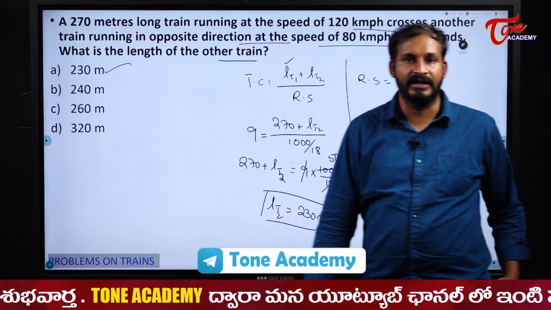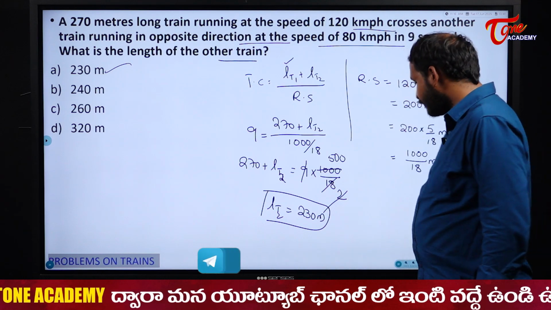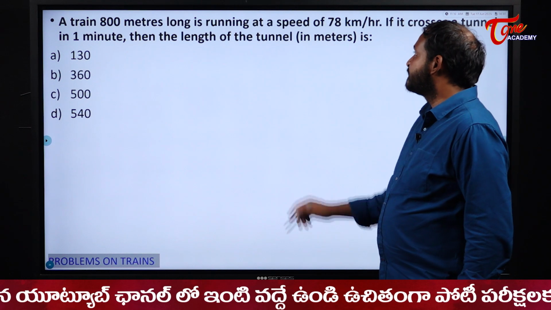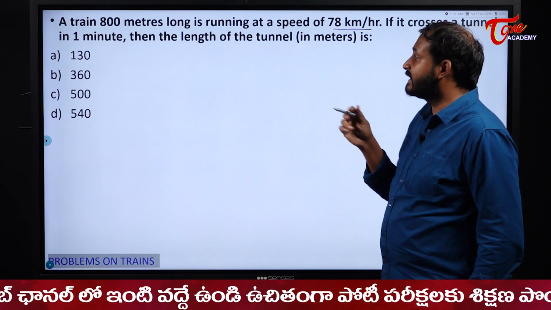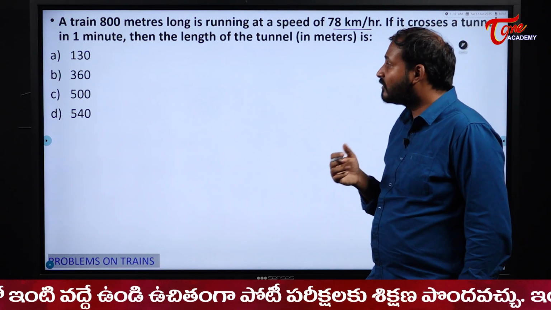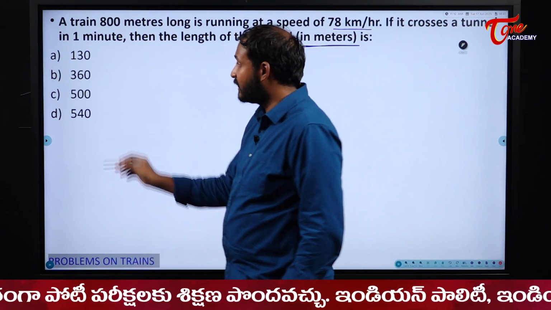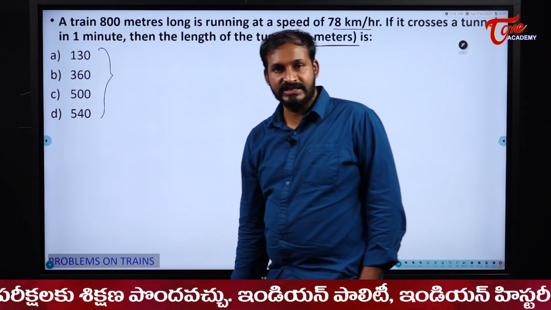This is how we are going to find the length of the other train. Next one. A train 800 meters long is running at a speed of 78 kmph. If it crosses a tunnel in 1 minute, then the length of the tunnel is in meters. See, they clearly mentioned meters here, so that is the reason they don't mention the units here.